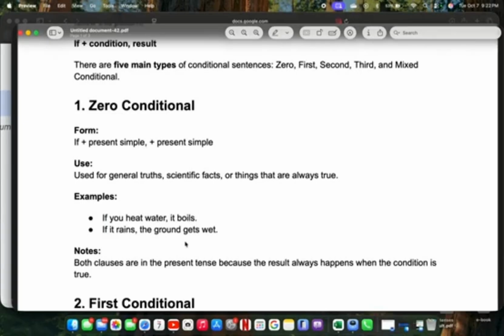Tahu kan macam mana kita nak guna yang ada s dengan tak ada s kan? Yang verb ada S, kita guna untuk singular subject. Kalau verb yang tak ada S, kita guna untuk plural.